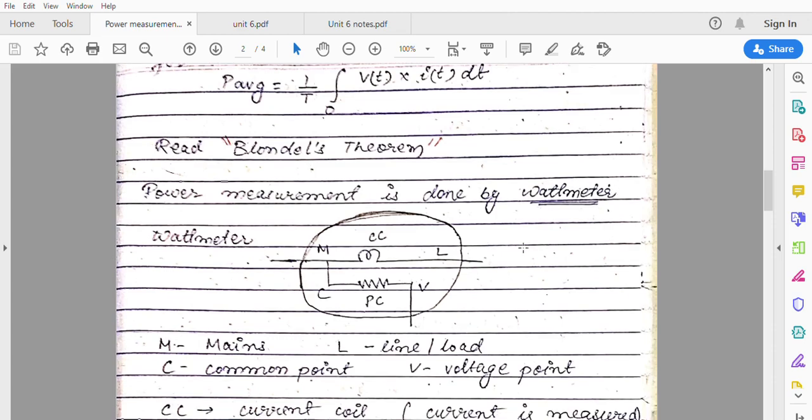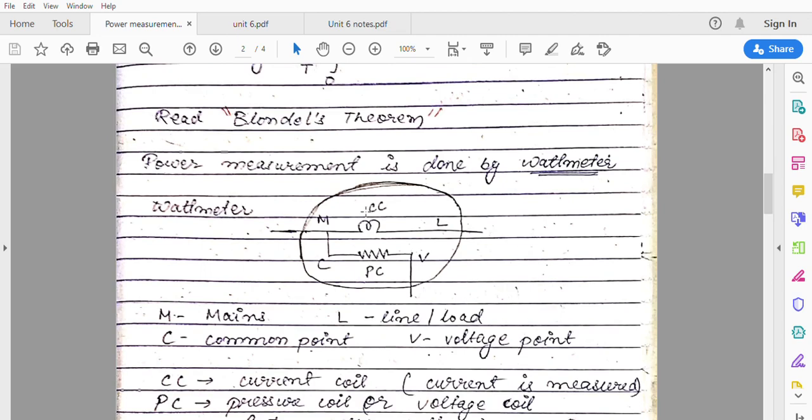So a wattmeter is symbolically denoted as such. Pardon for this circle, it should be a perfect circle. There are 4 points in the wattmeter. This M is the main point, C is the common point, L is the line or load point, and V is the voltage point.